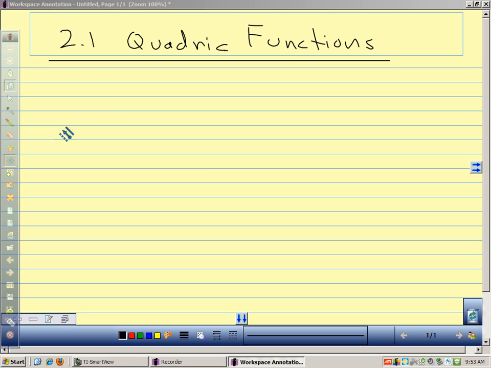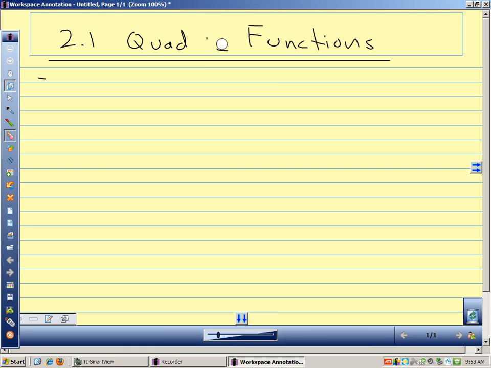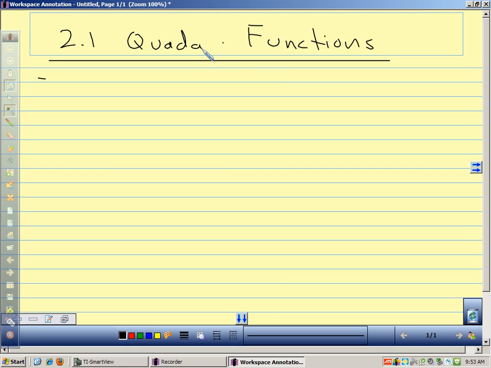So, just a couple of quick definitions. I misspelled it, didn't I? Quadratic. There we go. Good thing I'm not an English teacher. There we go. Quadratic functions.